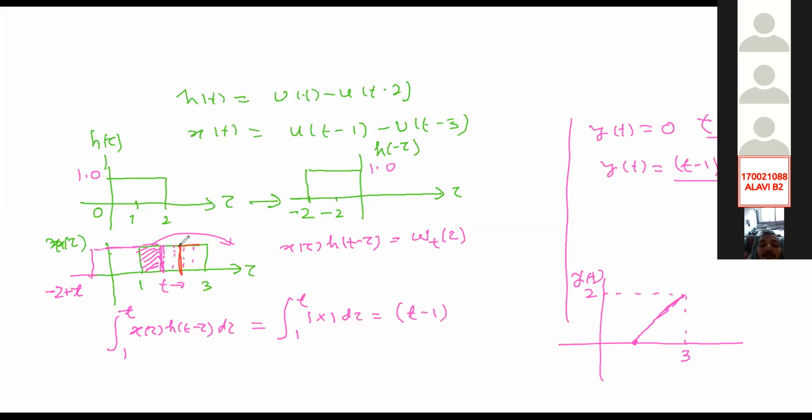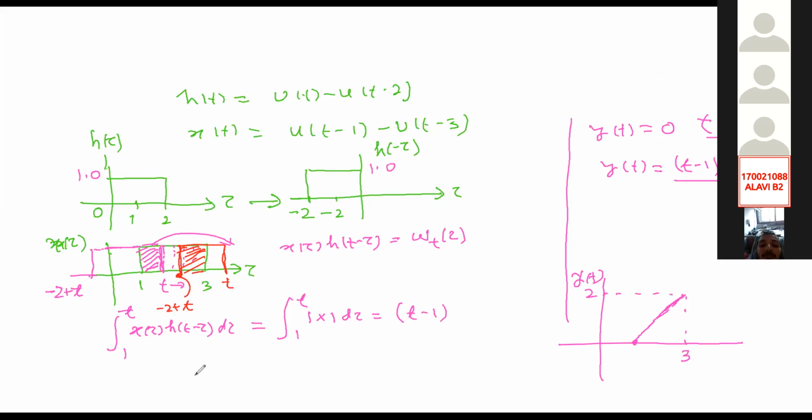So your pulse is now here. That red position is now the position of your pulse. This is your t, and that trailing edge is your minus 2 plus t. That means your pulse, h, is going past your signal, then your overlap region is this hashed region, isn't it? It is decreasing. Again, after 3, it will begin to decrease.